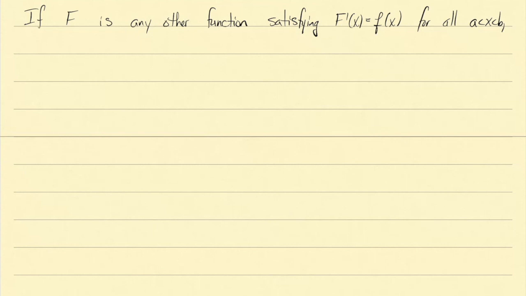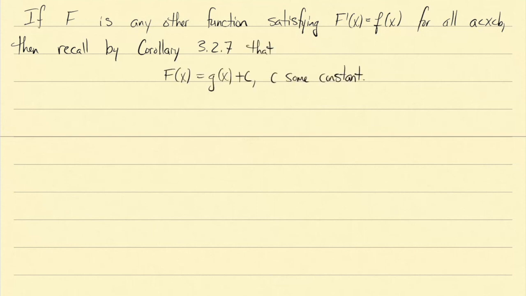So the other part of the fundamental theorem, part 2, is that this formula works for any function that you choose that satisfies capital F prime equals little f for all x values between a and b. So to finish this off, we have to recall corollary 3.27. So corollary 3.27 told us that if we have two functions that have the same derivative, then they differ only by a constant.